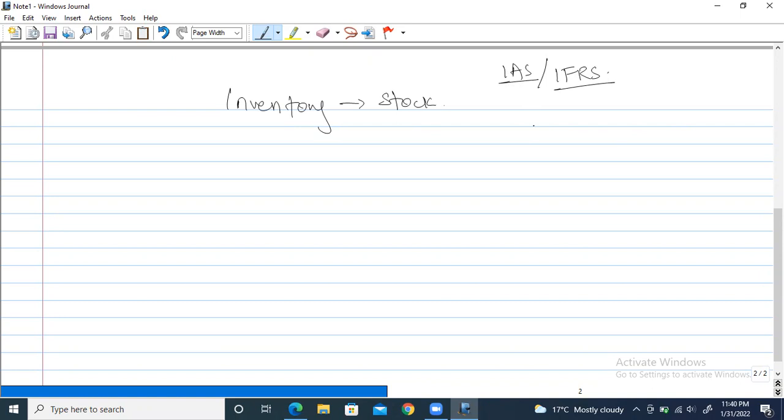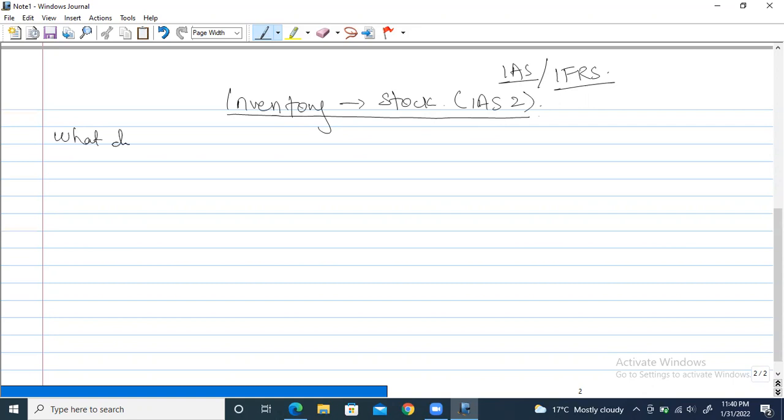The accounting standard for this inventory topic is called IAS 2. It's much easier to remember like this, right? International Accounting Standard 2 is known as inventory. It tells us all the rules for valuation, what we have to do, and what we don't have to do. That's what we are going to study right now. First, let me talk about how we value the inventory.